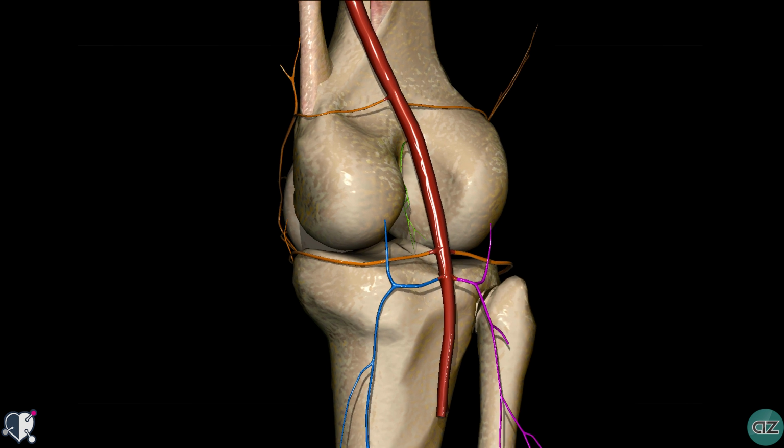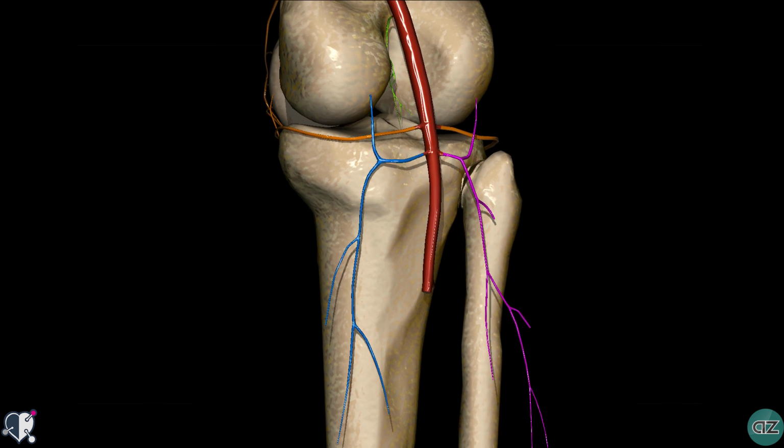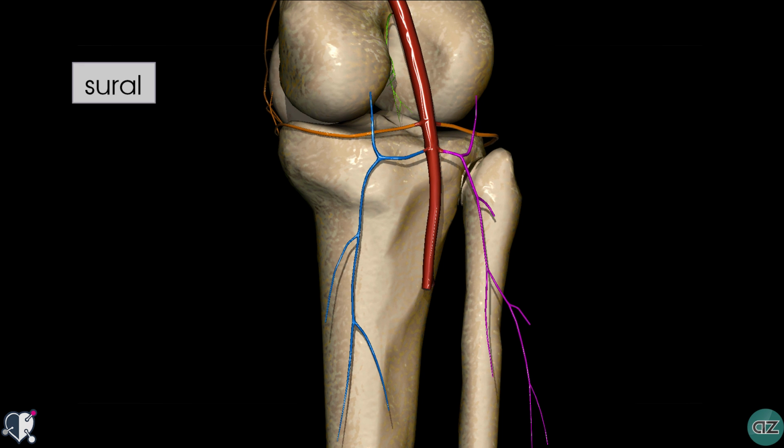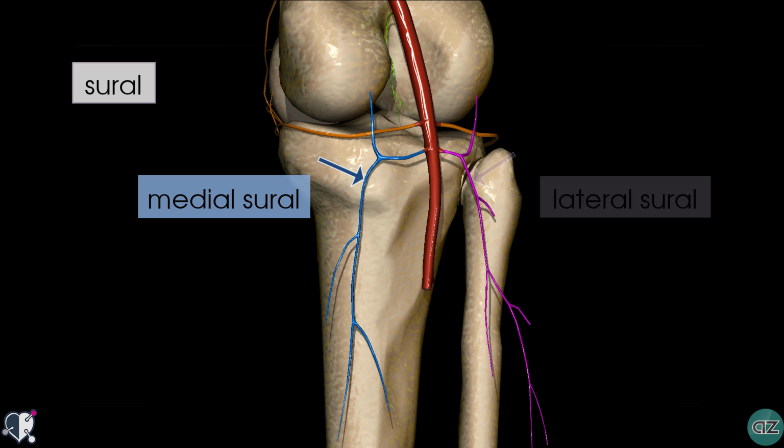Now also on this model, visible from this view, are the sural arteries. The sural arteries are superficial arteries arising from the popliteal artery, and you've got a medial and lateral sural artery, and these supply the gastrocnemius, the soleus and the plantaris muscles. In blue we have the medial sural artery, and in purple we have the lateral sural artery.